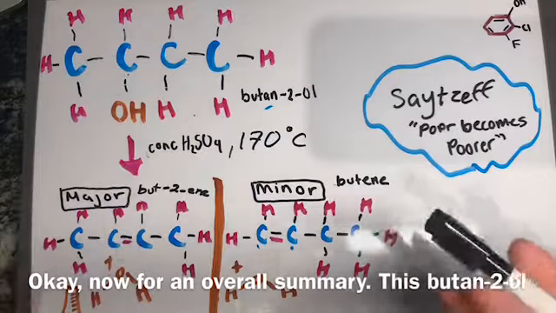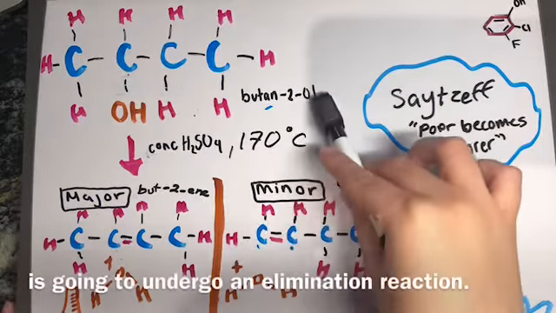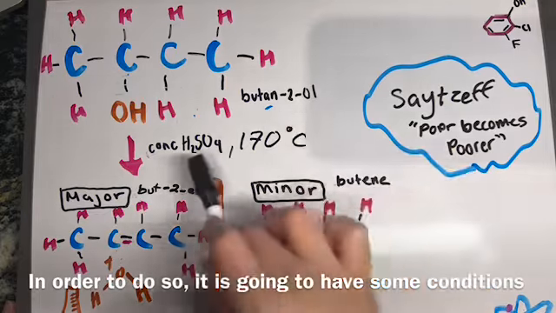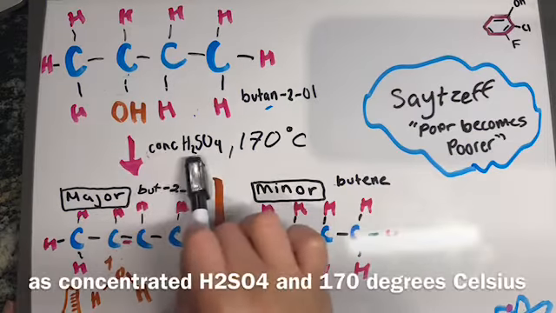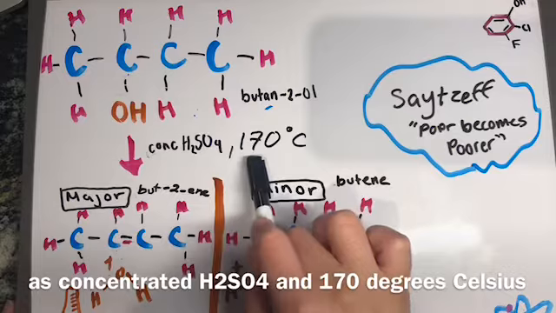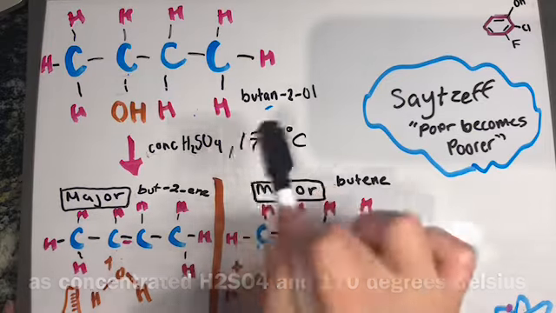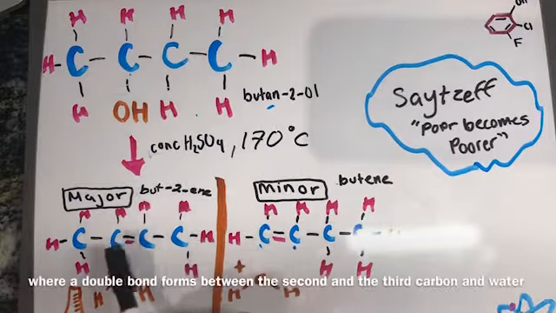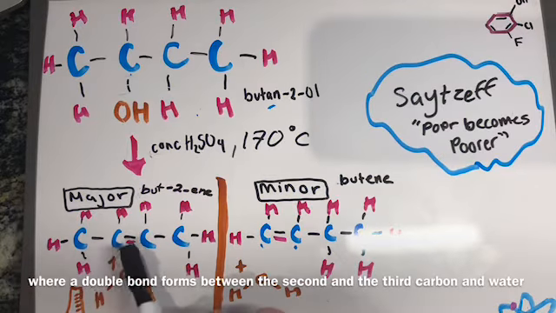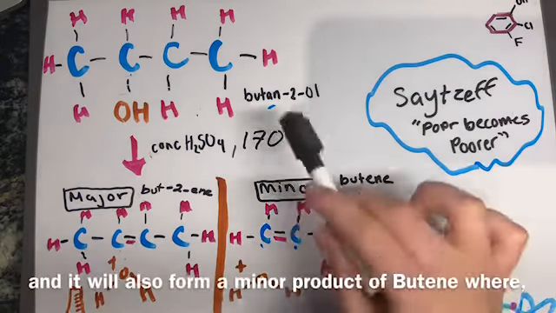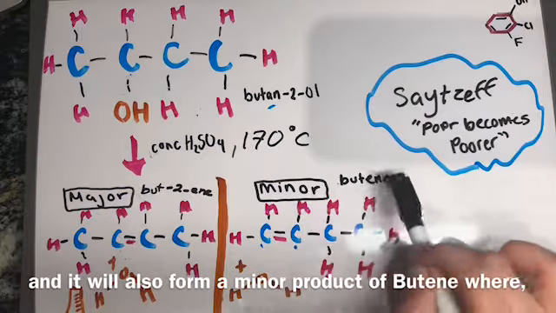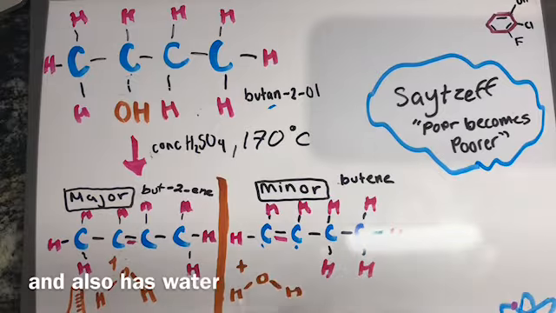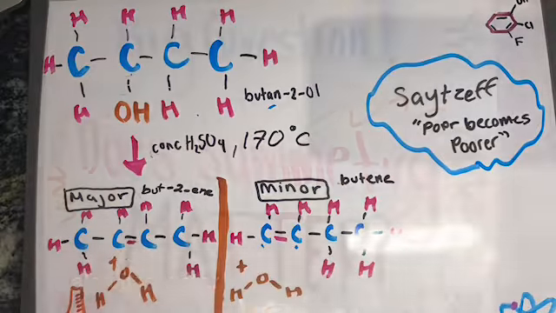Okay, now for an overall summary. This butane-2-ol is going to undergo an elimination reaction. In order to do so, it is going to have some conditions as concentrated H2SO4 and 170 degrees Celsius. This then forms a major product of but-2-ene, where a double bond forms between the second and the third carbon and water, and it will also form a minor product of but-1-ene, where a double bond is formed between the first and the second carbon and also has water.